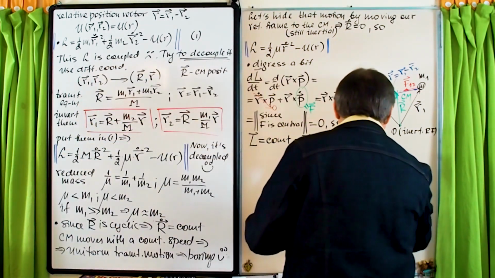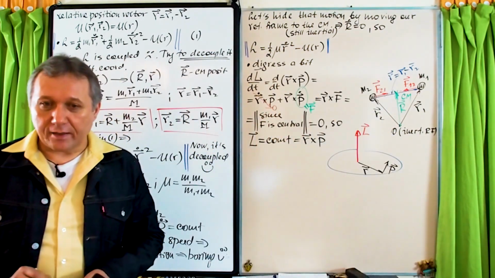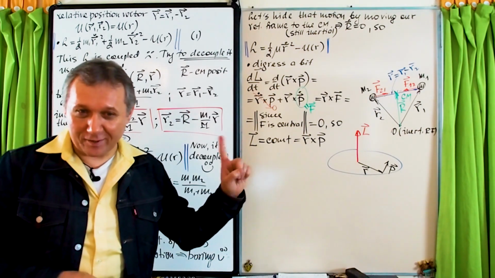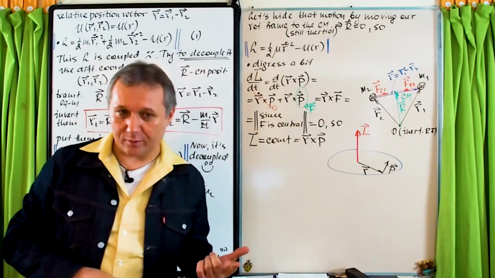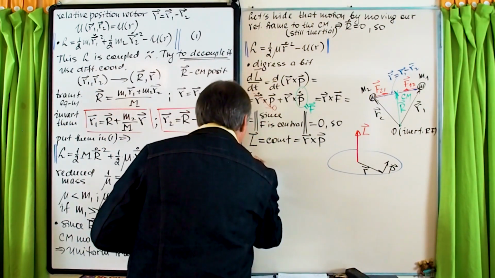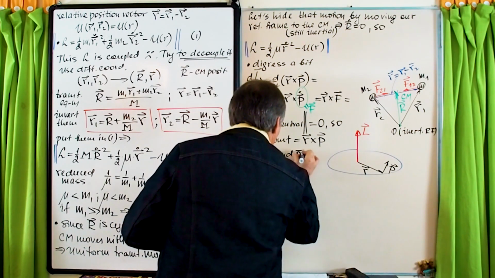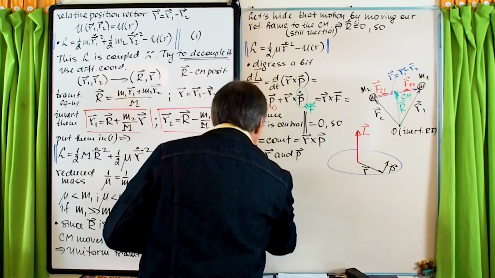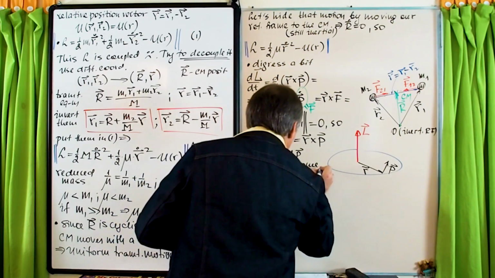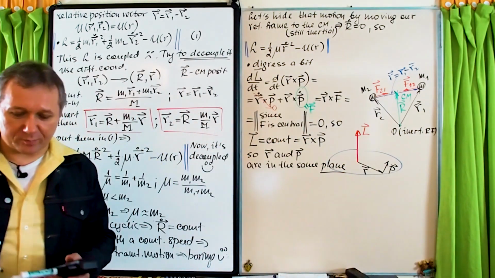So we can create a plane out of these two vectors R and P. Again, if they are not in the same plane, L is not going to be constant, and the direction is not going to be constant. So R and P are in the same plane, or they form the same plane.